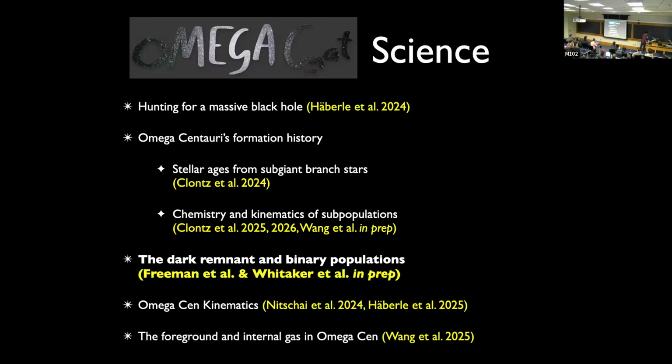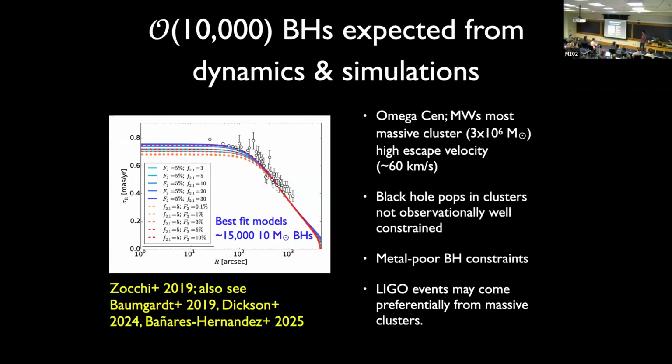I'm going to talk just a little bit about black holes in Omega Cen. We expect there to be around 10,000 black holes based on dynamical models of Omega Cen. This is an interesting question because a lot of people think LIGO events come entirely from black hole mergers happening in globular clusters. And Omega Cen is our best possibility of finding the parent population of these black holes.